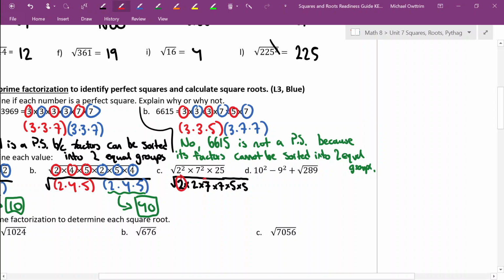Again, we're going to go ahead and circle every second factor of each type. And that gives us our 2 equal groups. So 2 times 7 times 5 in the red group, and 2 times 7 times 5 in the blue group. And since our square root asks us what's being multiplied by itself, one of these groups is being multiplied by itself. So 2 times 7 is 14, times 5 is 70.